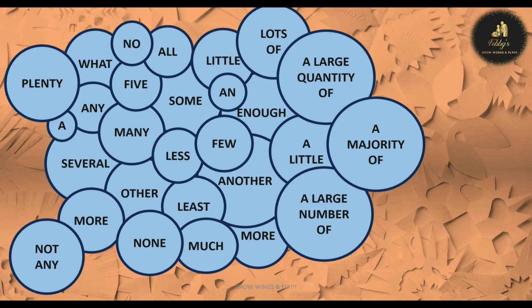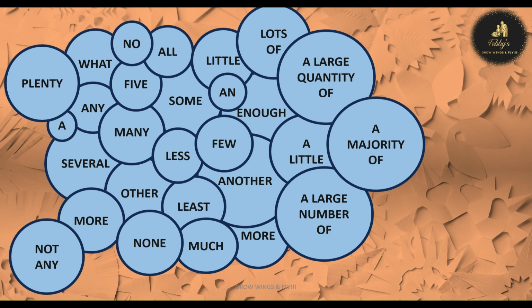Here are some general determiners. Pause the video and write them down if you need to. Let's look at some examples by the time you do. 1. There is plenty of water for all of us. The determiners we have used here are plenty and all.